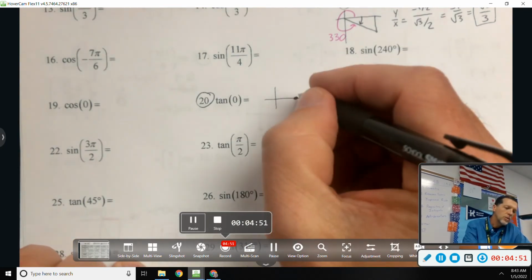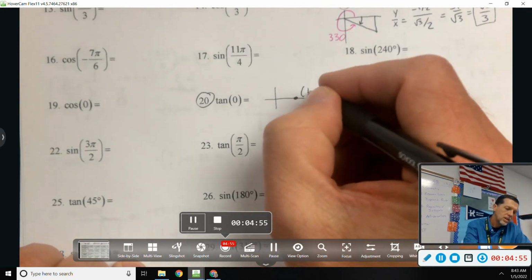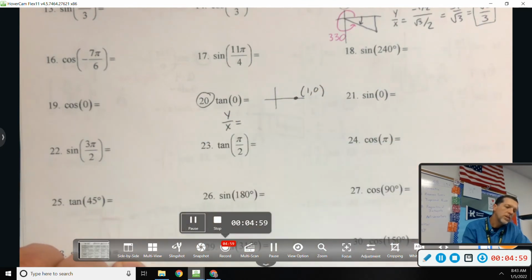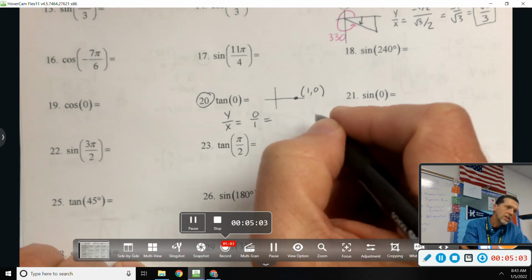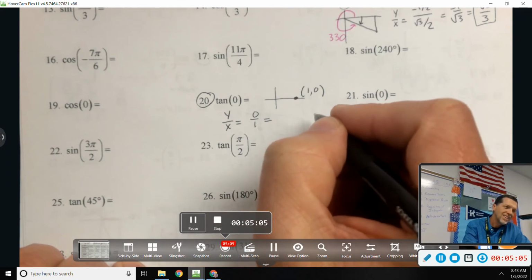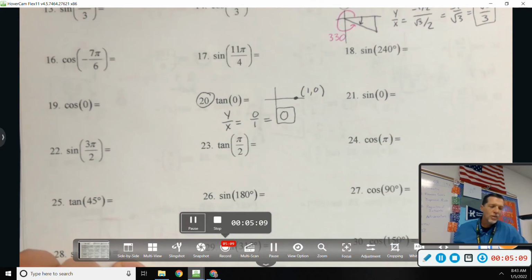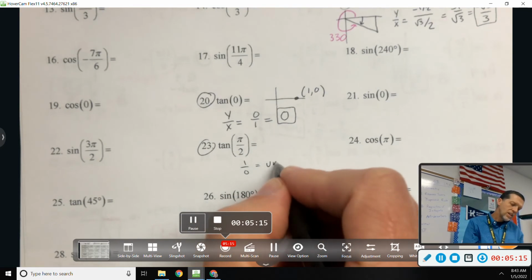So what's the coordinates of that point? 1, 0. Tangent is y over x, so 0 over 1. And what's 0 divided by 1? 0. So I could get that. What's 1 divided by 0? Undefined. In fact, I think that's what 23 would be. I think 21 is the same way.